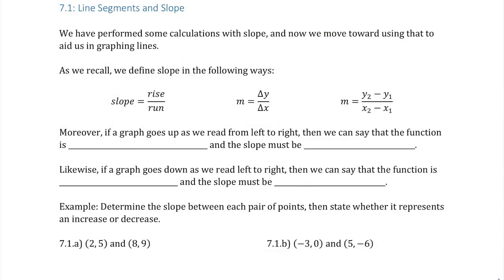Welcome to topic 7, which is all about linear relations. So far we've talked about slope and seen that we have the slope formula, and slope is equal to rise over run.